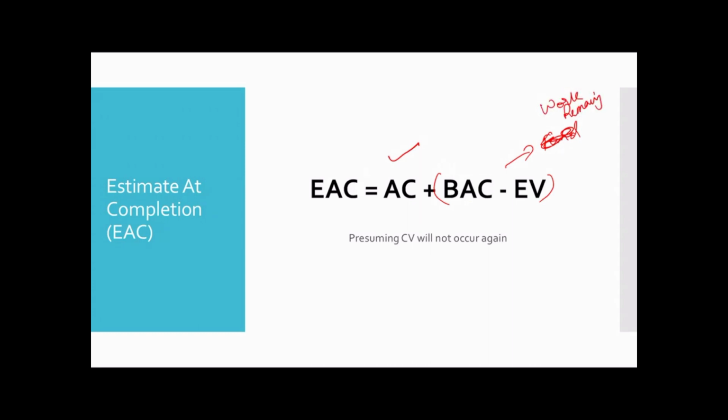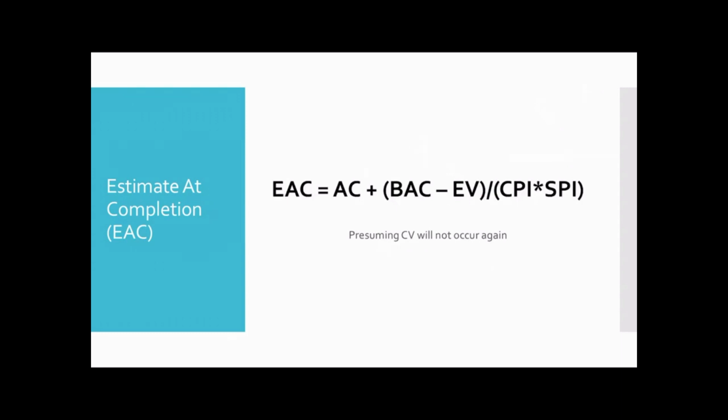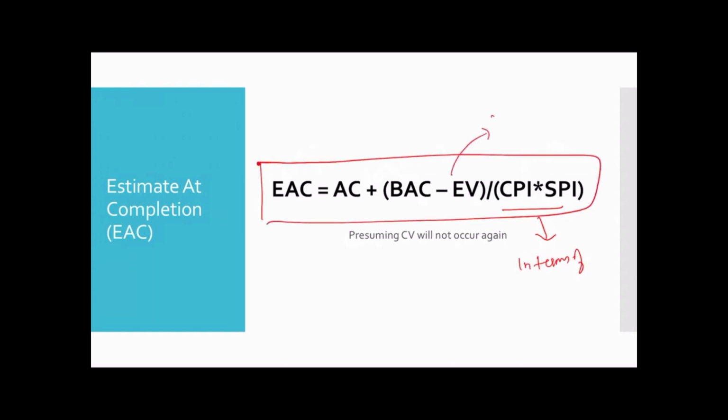Okay, so estimated completion presuming cost variance will not occur again: EAC is equal to AC plus work remaining, that's BAC minus EV. Okay, fine. Next, estimate at completion presuming cost variance will not occur again in terms of SPI and CPI. If the question says find in terms of SPI and CPI, please use this formula, that's actual cost plus work remaining divided by CPI into SPI. It will look something like this.